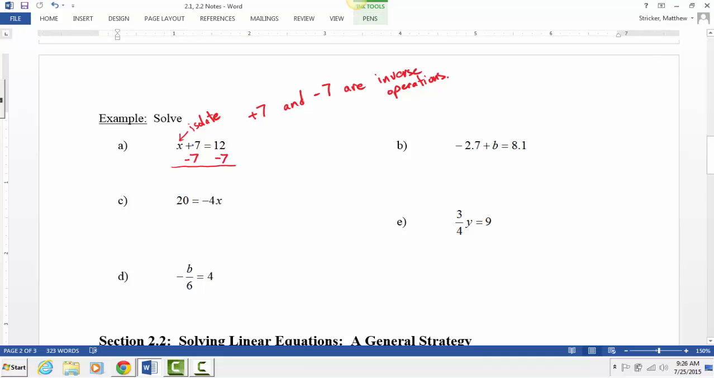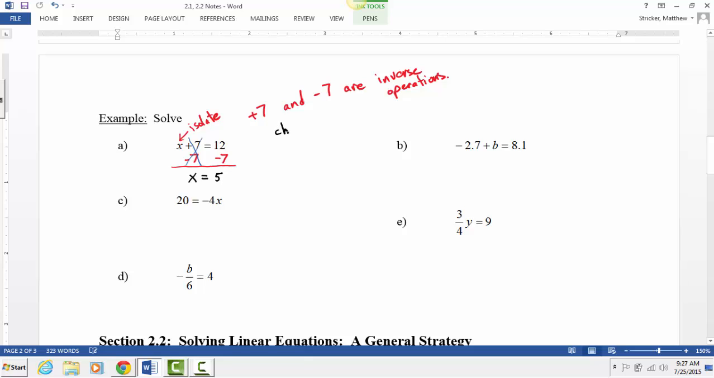On the left side, plus 7 and minus 7 undo each other. They cancel each other out. So these guys will go away, leaving on the left hand side, all that's left is this x over here. So we have x equals what on the right side? Well, 12 minus 7, you should know that is equal to 5.